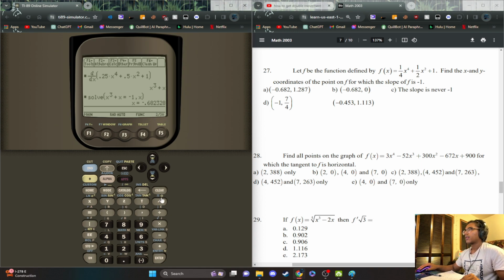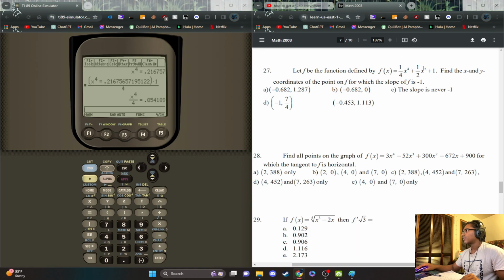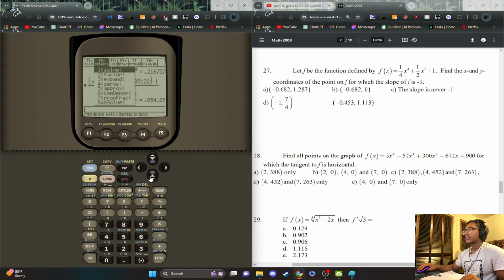This is annoyingly hard. I wish there was a way to plug it in, but it's basically this number that you got right here, and then you plug it into the original function form, 0.25x to the 4th plus 0.5x squared plus 1. It's approximate.